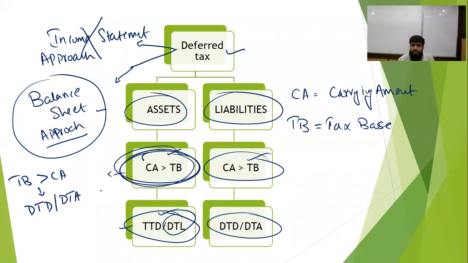If carrying amount of an asset is greater than the tax base, you will recognize it as a deferred tax liability, that is taxable temporary difference. But in case of liability, if carrying amount is greater than tax base, you will not recognize a taxable temporary difference, but a deductible temporary difference, that is the deferred tax asset. So that is the summary of deferred tax.